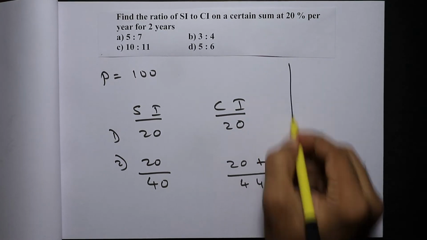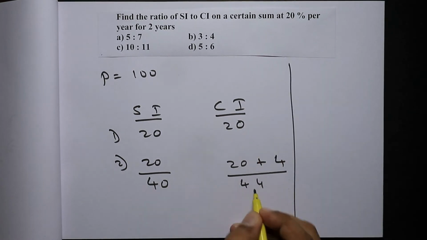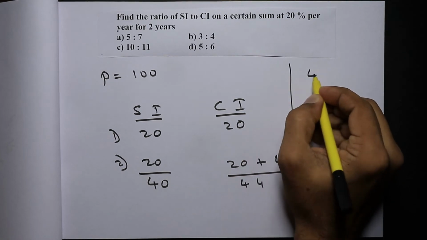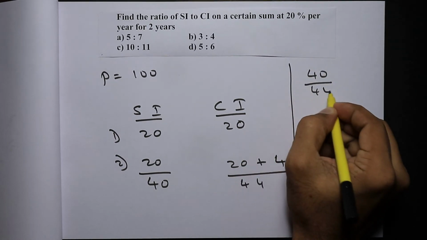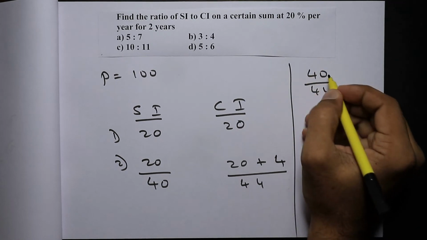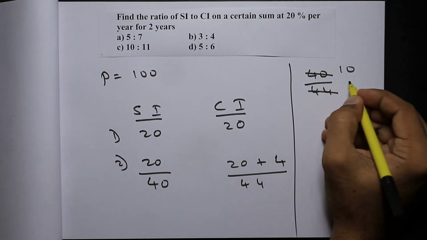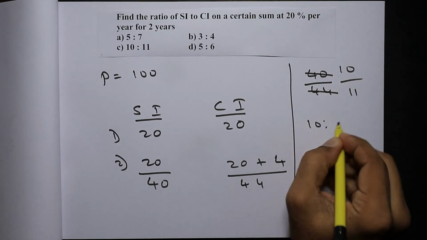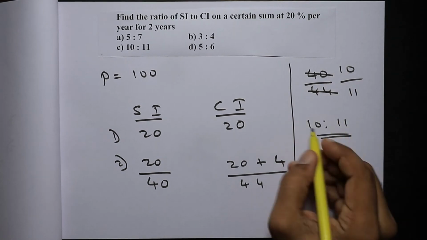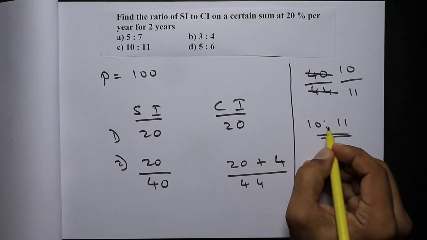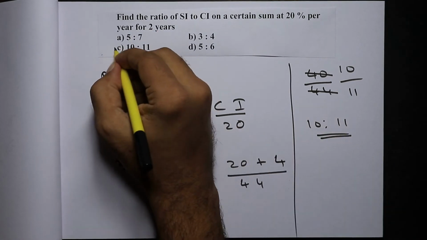So the required ratio is 40:44. So this is the required ratio. Here 4 divides 10 times, here 4 divides 11 times. So the required ratio is 10:11. So that is the ratio of simple interest to compound interest for 2 years. That is option C.